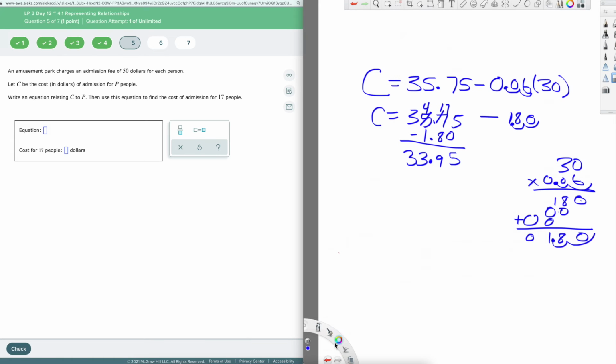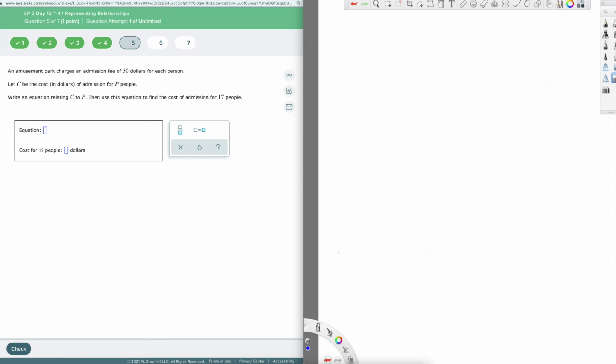Alright, so we're going to do another one here. Working with our word problems. An amusement park charges an admission fee of $50 for each person. Ooh, I heard that trigger word, each. So I know I'm going to be multiplying $50 per person for each person.